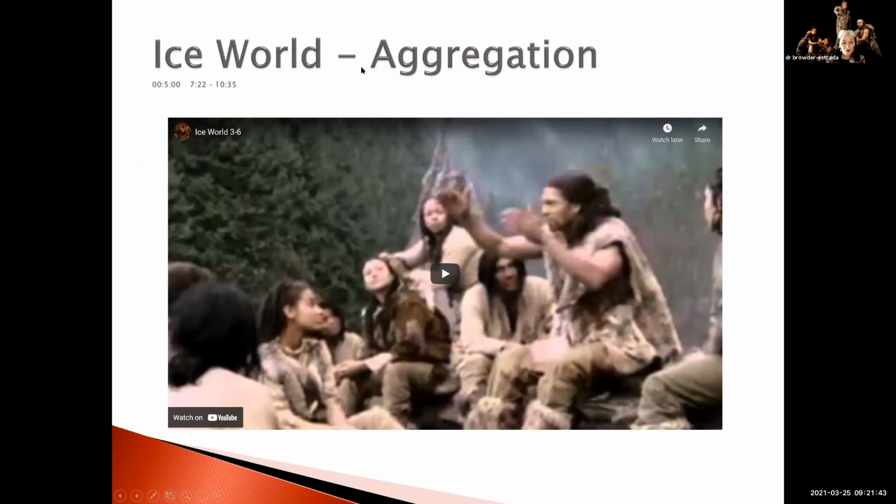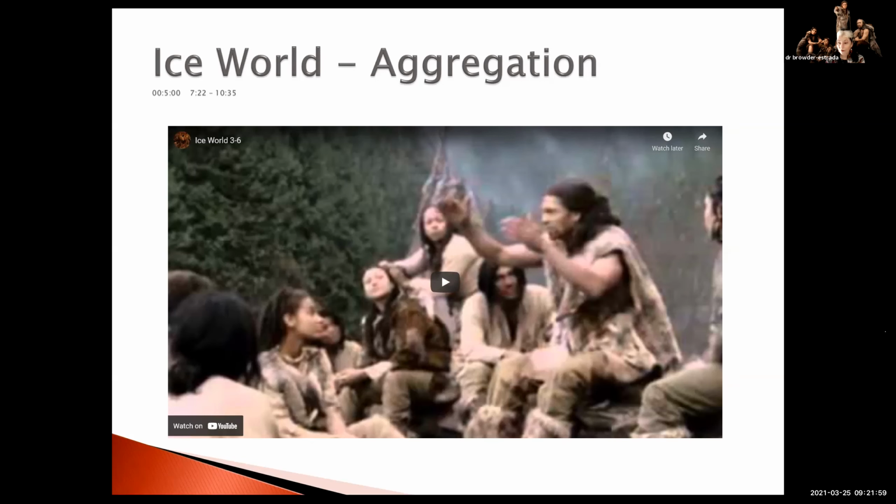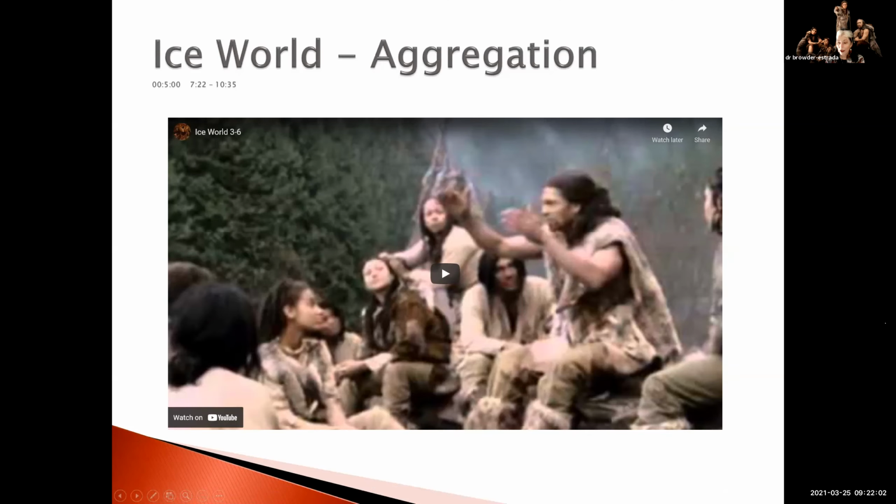We have time. We can look at this for just a couple moments. In this series called Ice World, and I embedded a few of these in Canvas, there are some sections that also take a look at Dolní Věstonice, which is also one of your case studies. It's the community that has the multiple structures. They found the clay figures.